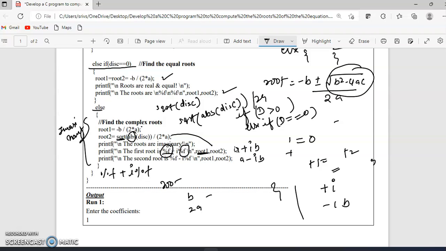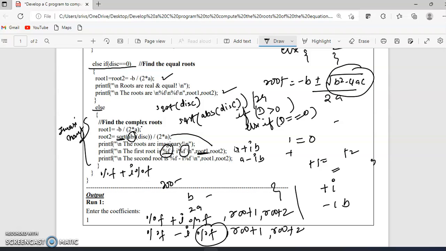So we are not calculating the root, we are just printing the root. So this first percent f is for root 1, the second percent f is for root 2. So basically we are printing percent f plus i percent f, minus i percent f, and here this first percent f is for root 1, second percent f is for root 2. Same way, this is for root 1, and the second percent f is for root 2.